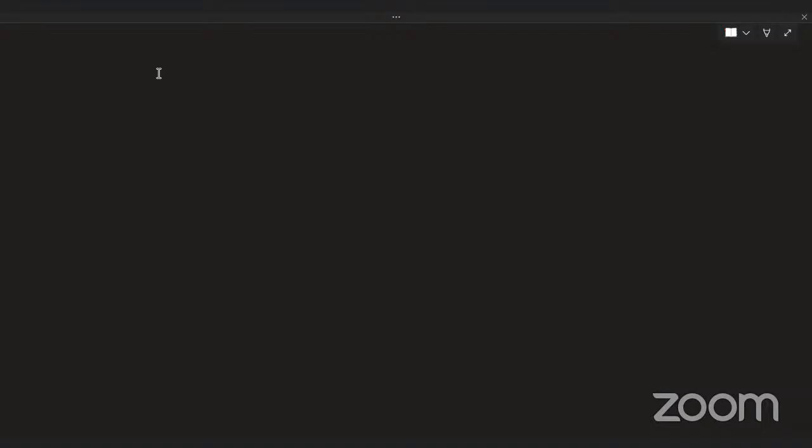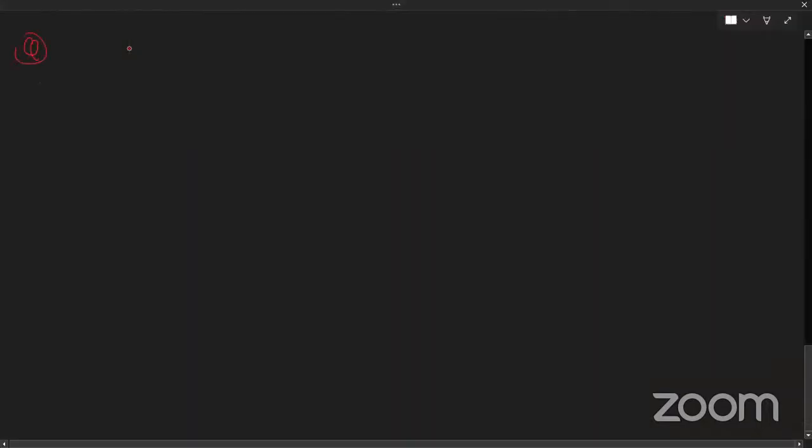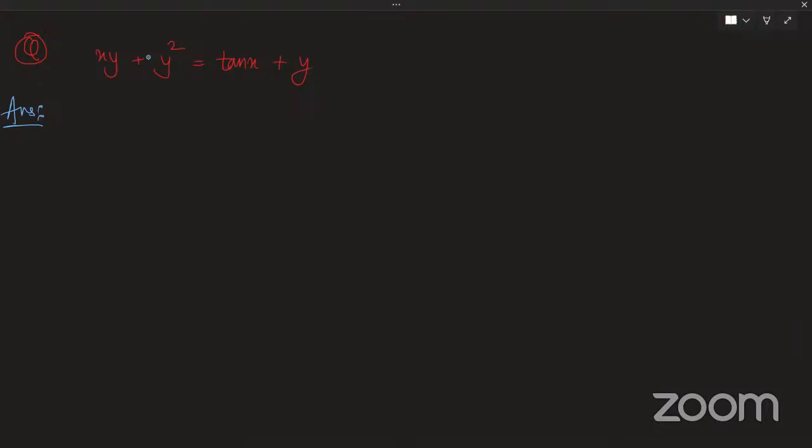Great. Then let us try a few tougher ones. So you have got this: xy plus y square is equal to tan x plus y. Let us see how we can do it. Again, the process remains the same, right? You differentiate both sides with respect to x.